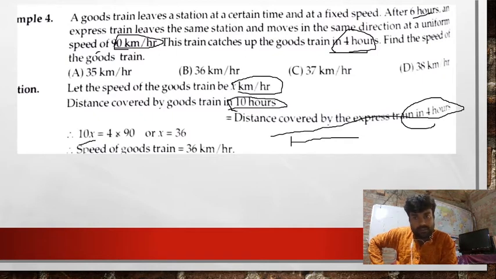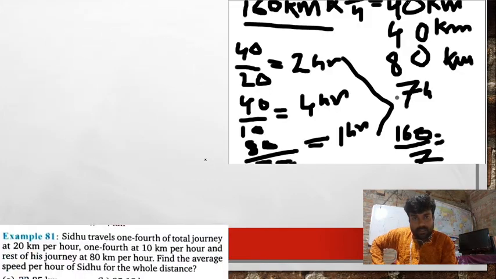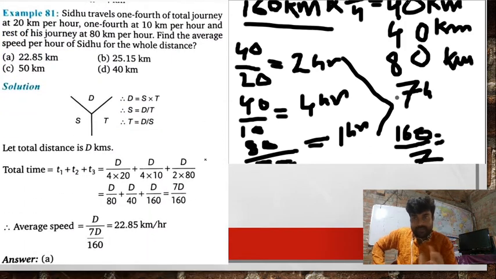The distance covered by the two trains is the same, so we can say 4 into 9, so the total distance comes from this, and x is equal to 36 kilometer per hour speed. Very easy, but you have to understand what the question is and the basics. Okay, is there another question?